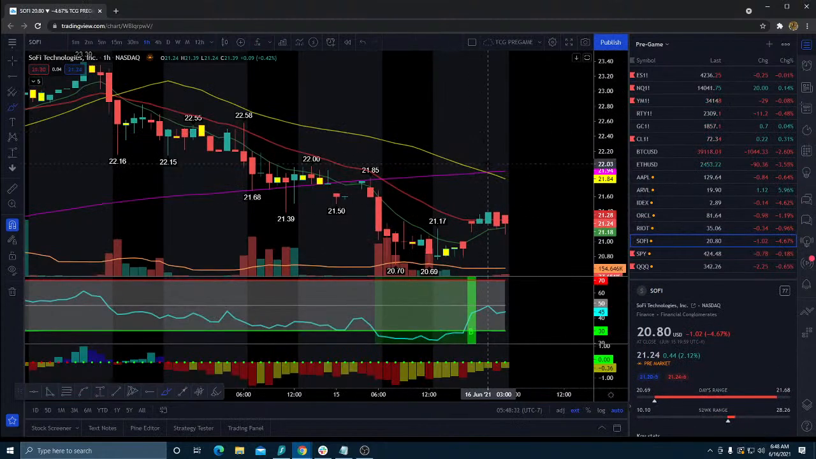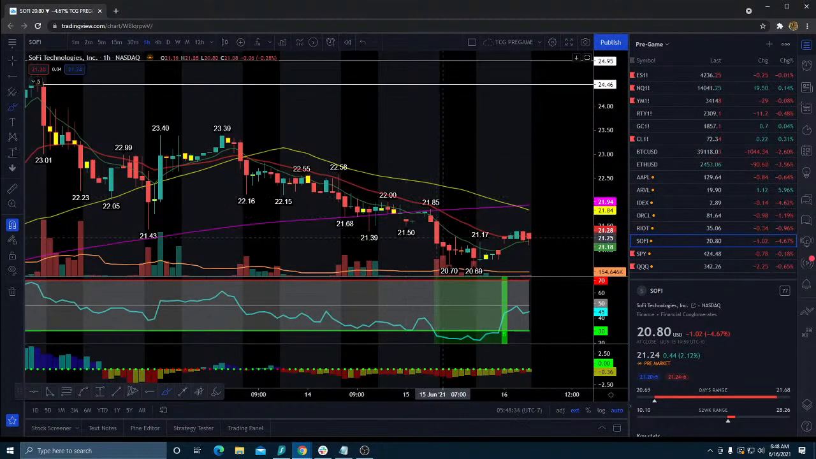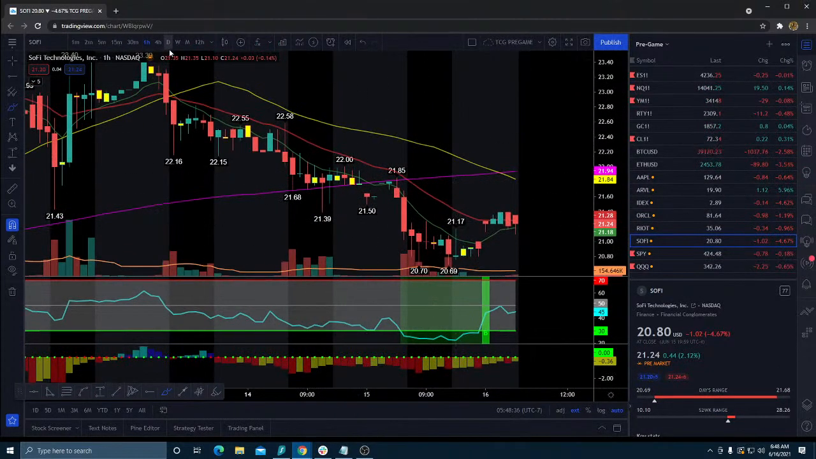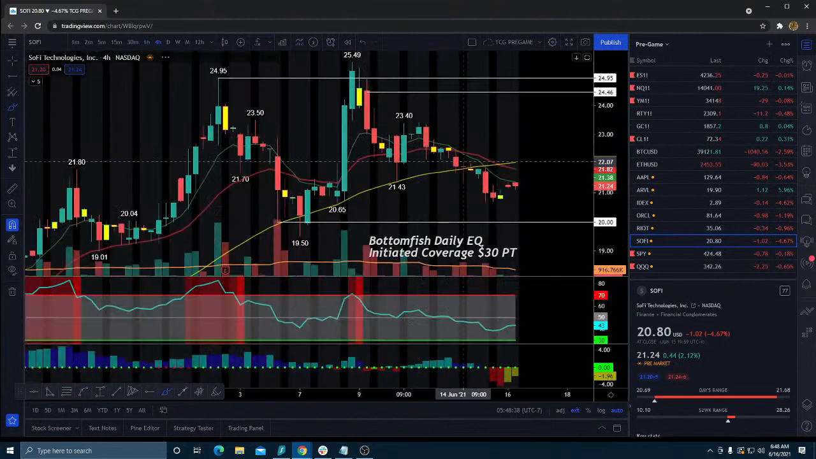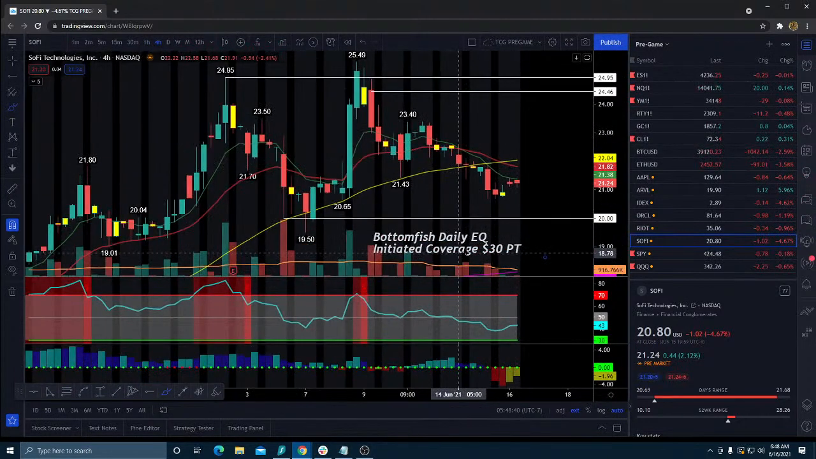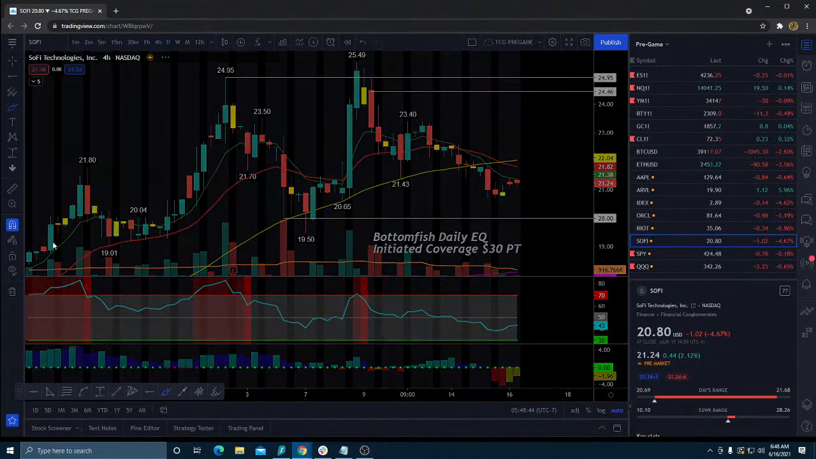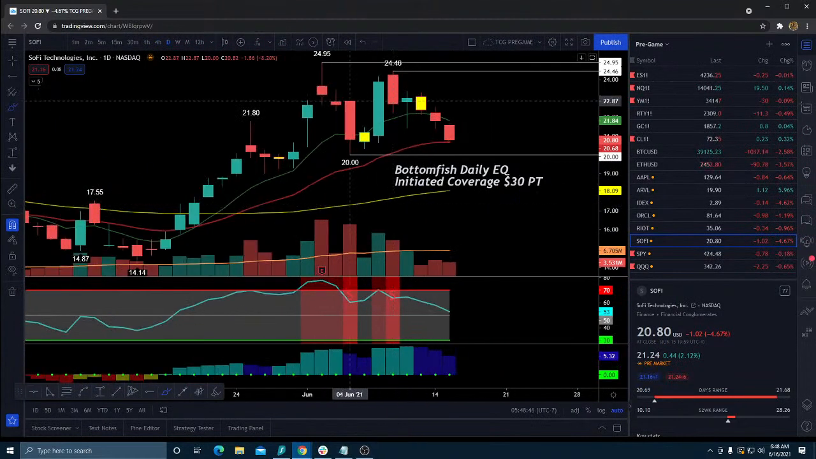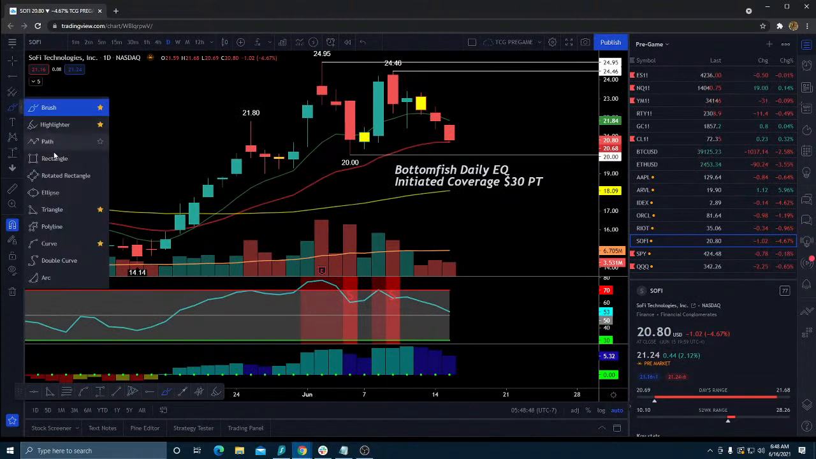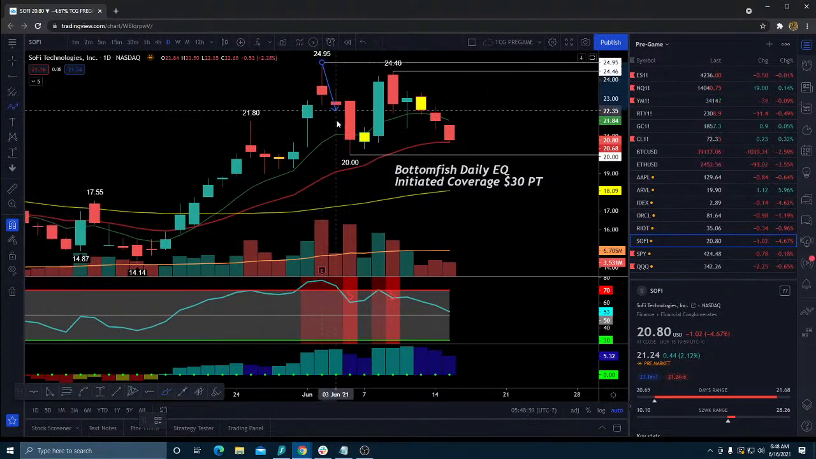SoFi, S-O-F-I, it got a price target raised to $30 today. This is a very erratic name. Bottom fishing that daily EMA. It got coverage initiated at $30. So on SoFi, what I'm looking at is we have this EMA. When they're this clean, I like to do this path.